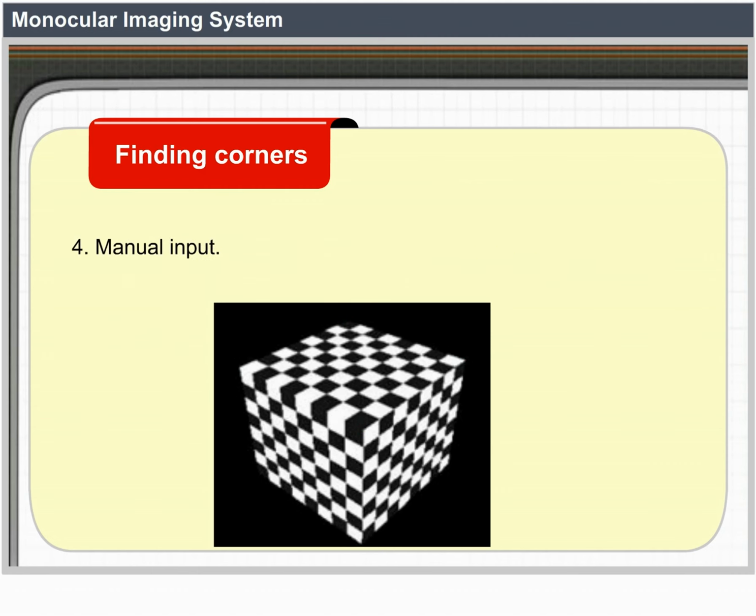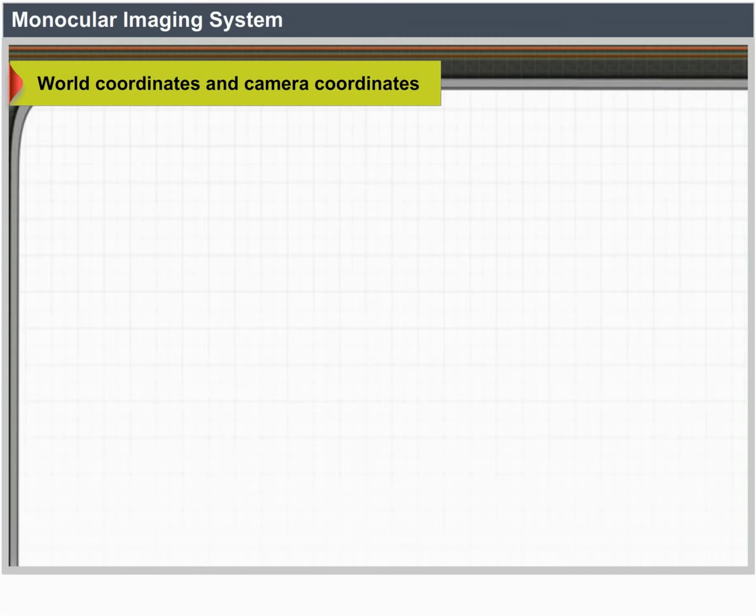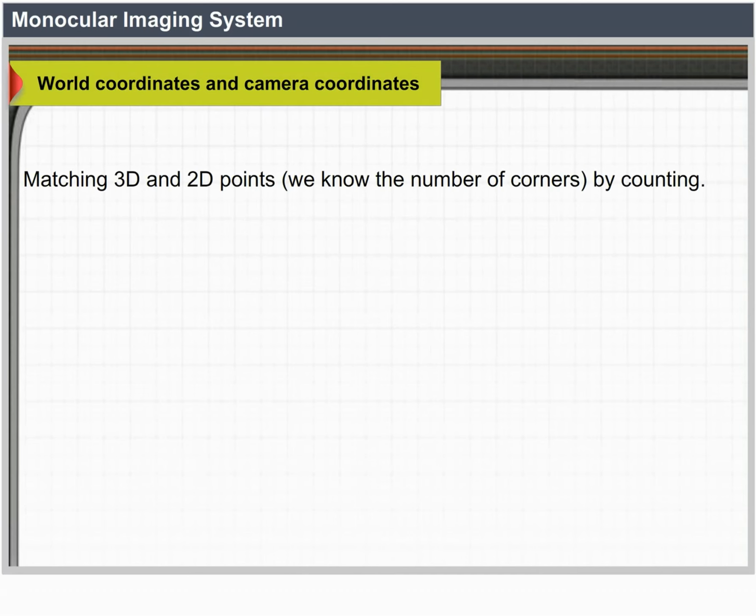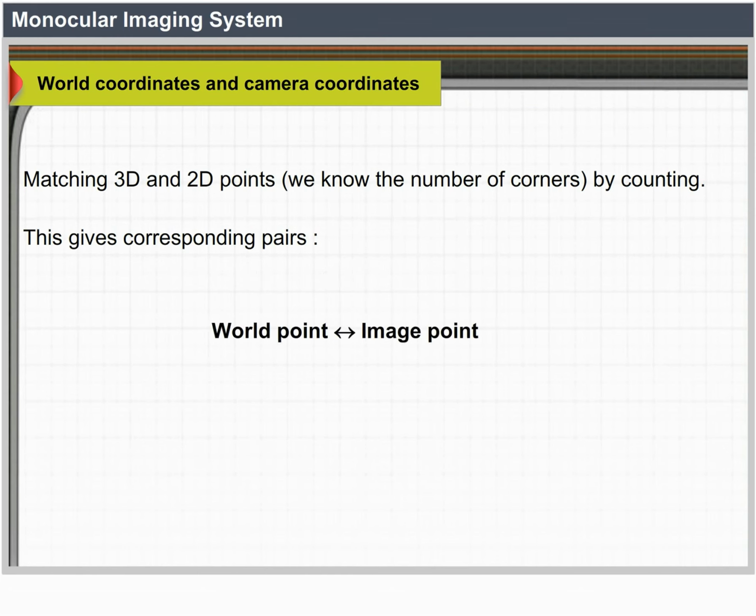Manual input. World coordinates and camera coordinates. Matching 3D and 2D points, we know the number of corners by counting. This gives corresponding pairs. World point is equal to image point. Capital X1, Y1, Z1 is equal to small x1, y1.